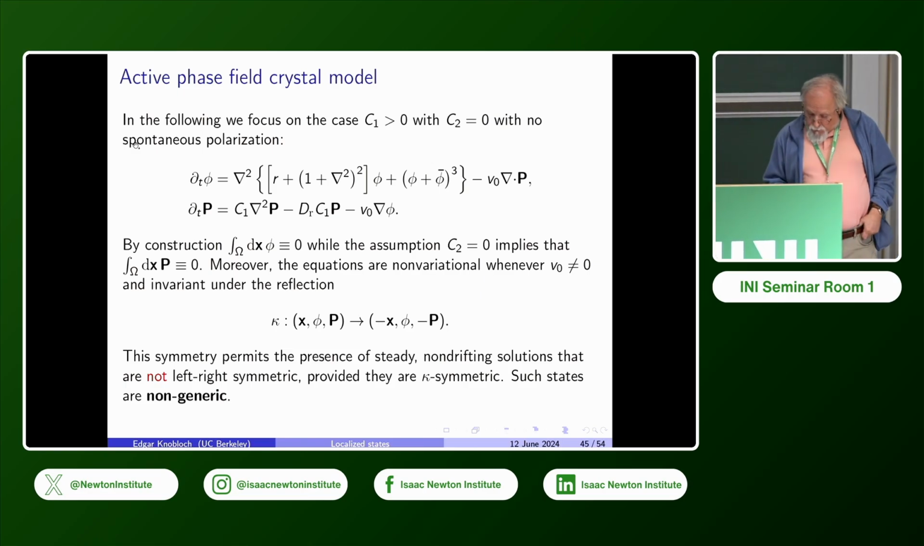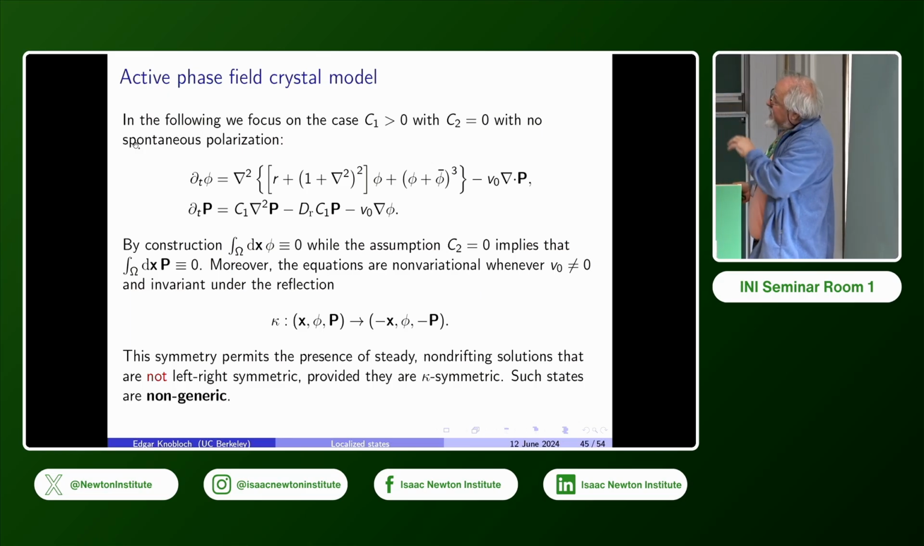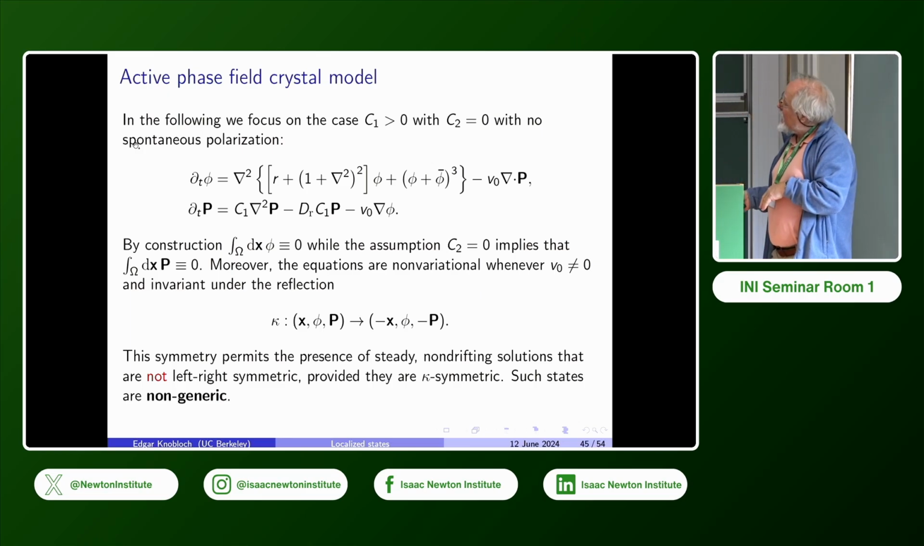The thing that I want to mention about this is that equations or models like this may have some special properties. A particularly important property of this model is that there is a symmetry, I'm calling it kappa here, where if you reflect x and you change the sign of the polarization, the equations are unchanged.